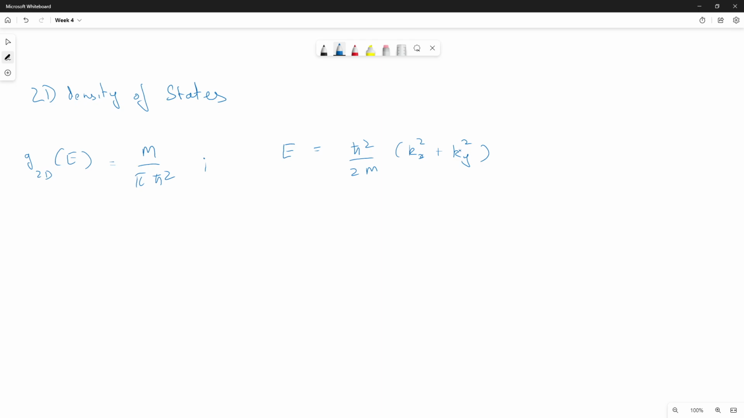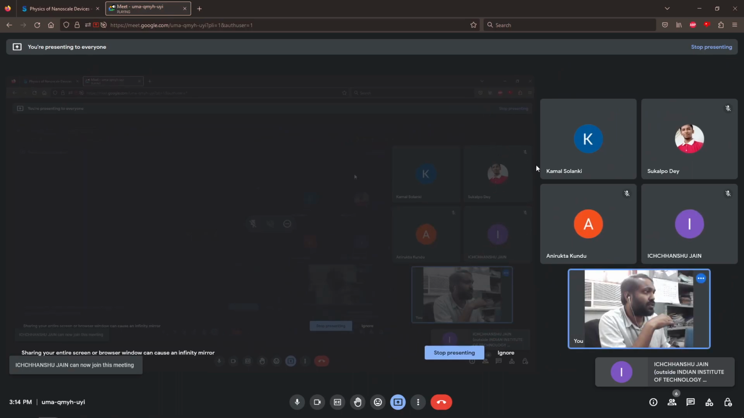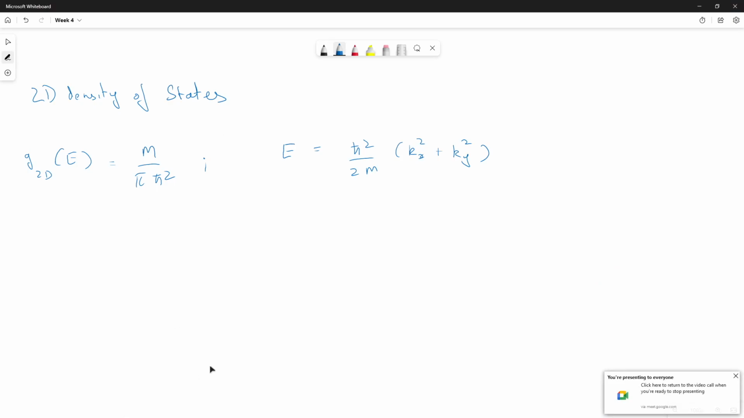So this is the expression for the energy. Now you can ask, where does this energy dependence of the density of states come from? As you might know from the lectures, and as we discussed in the previous week, when I write the density of states as g of E, this is nothing but the number of energy states.